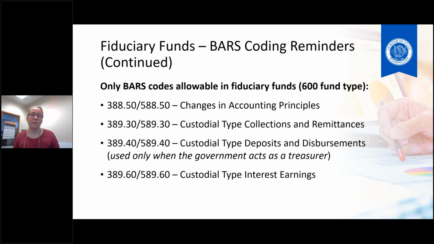For those funds that receive interest as fiduciary funds, there is a very specific code for interest. Please don't use the standard code for interest. For fiduciary, it needs to be in that 38960 or 58960 code, which is custodial type interest earnings.